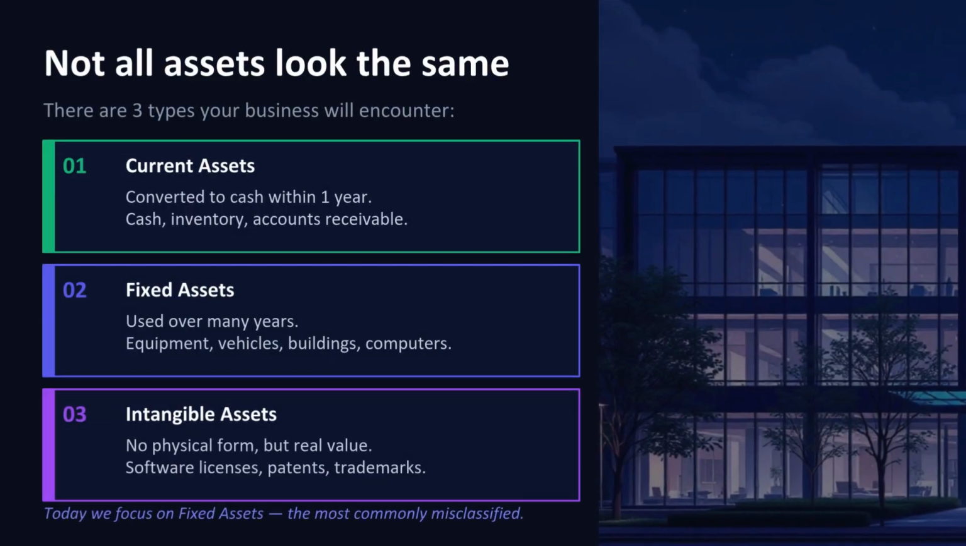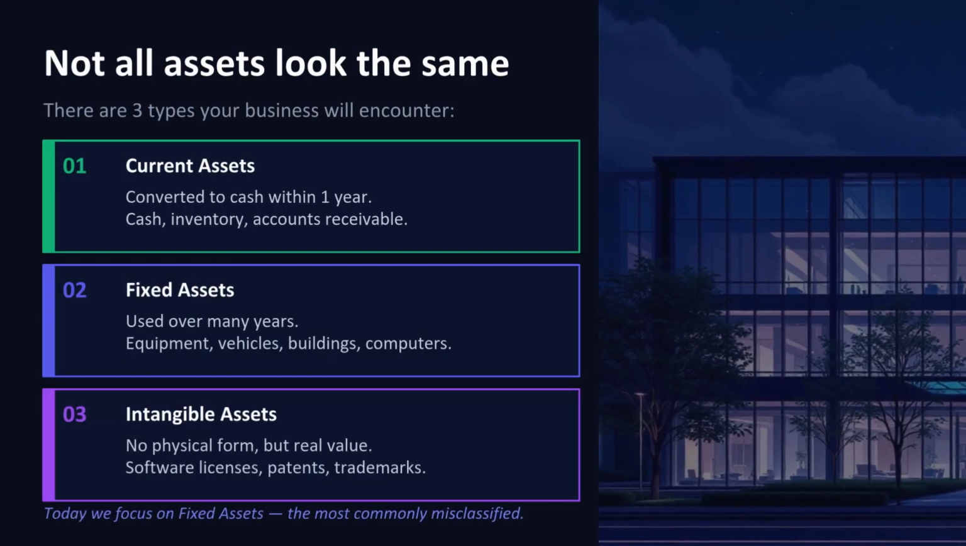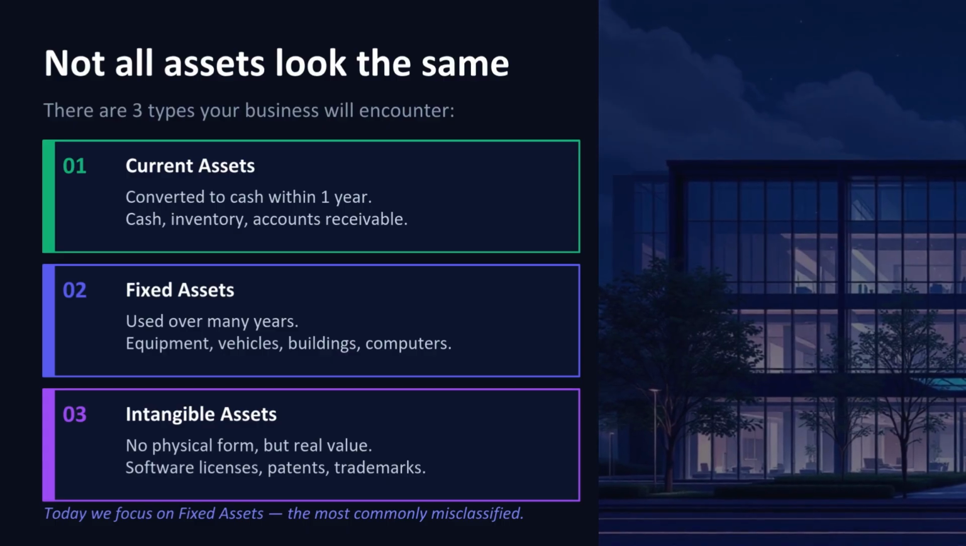Now, not all assets look the same. There are 3 types your business will encounter. First, current assets. These are converted to cash within a year. Think cash itself. Inventory you plan to sell or money customers owe you. Second, fixed assets. These are used over many years. Equipment, vehicles, buildings, computers. This is where most people make mistakes. And third, intangible assets. No physical form, but very real value. Software licenses, patents, your brand trademarks.